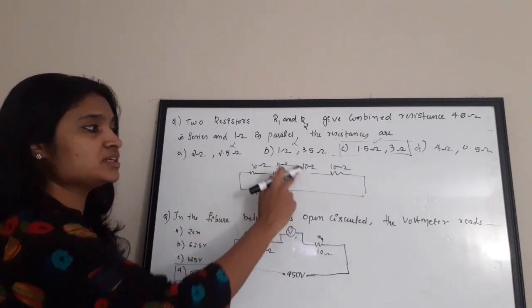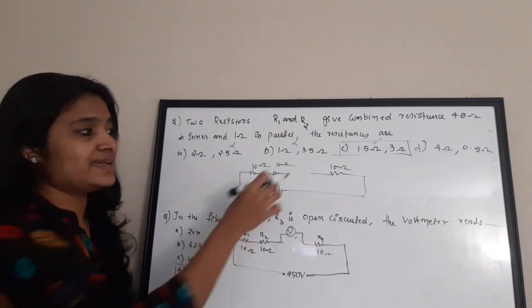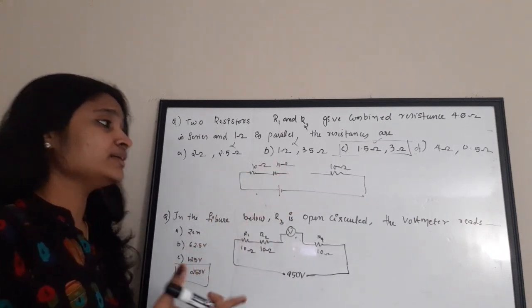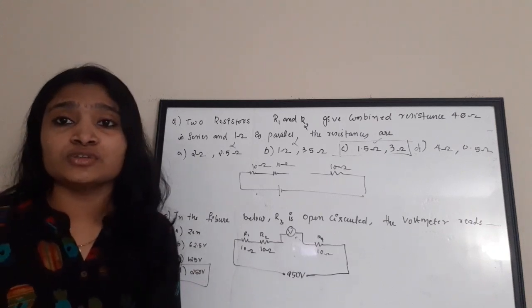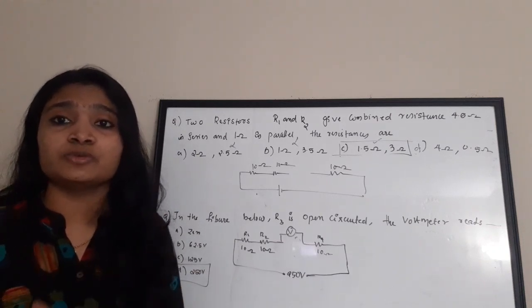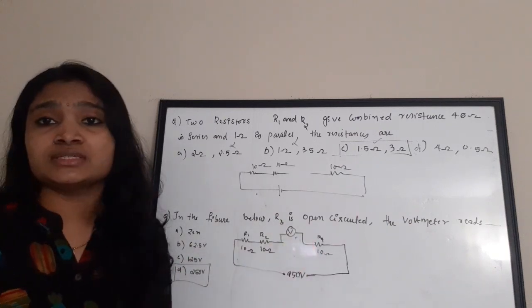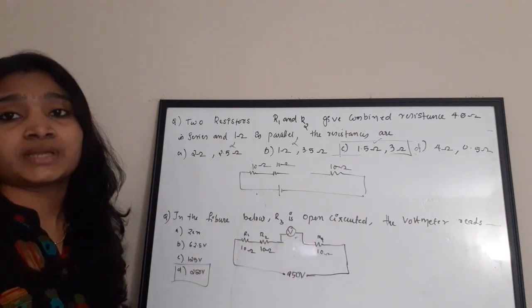And if there is an open circuit, the 250 volt will entirely appear between the open circuit terminals. And if you connect a voltmeter, the reading of the voltmeter is 250 volts. This is another type of question you can face in your examination. Here the correct answer is D, which is 250 volt.